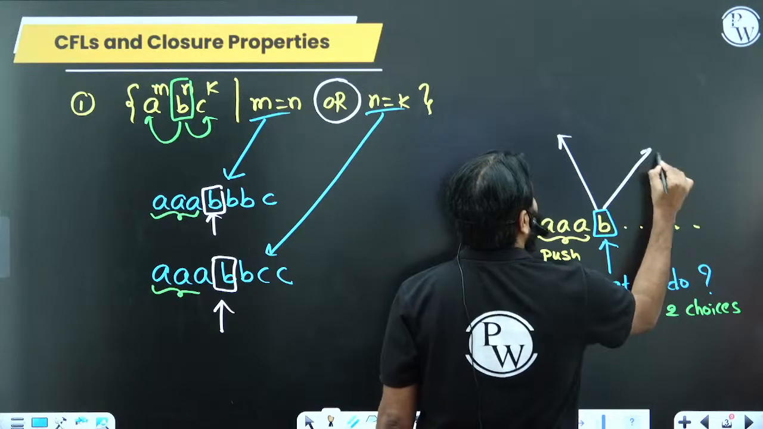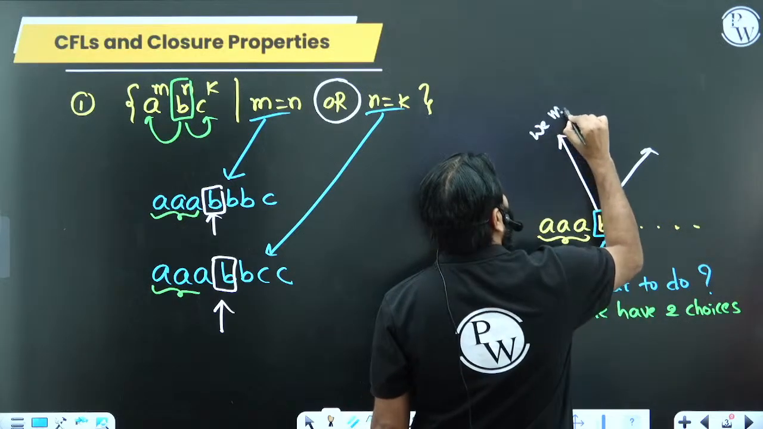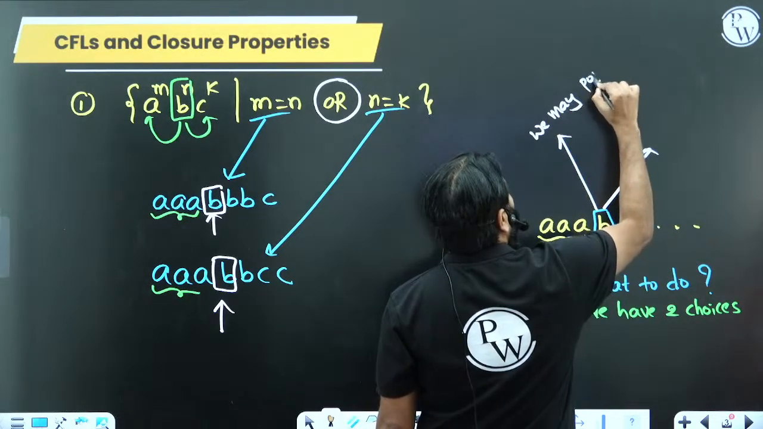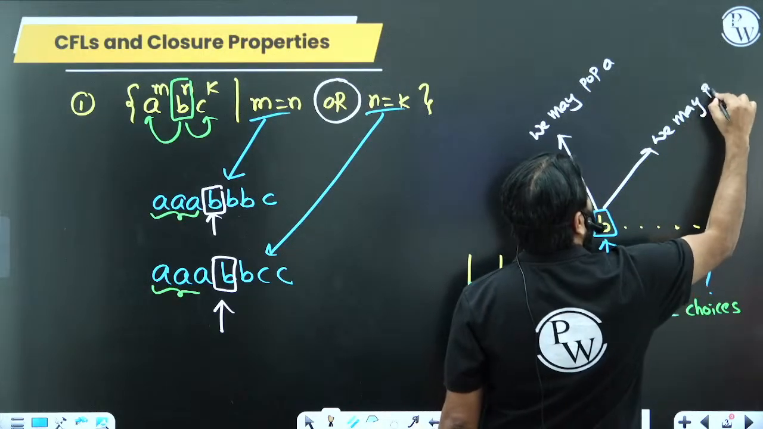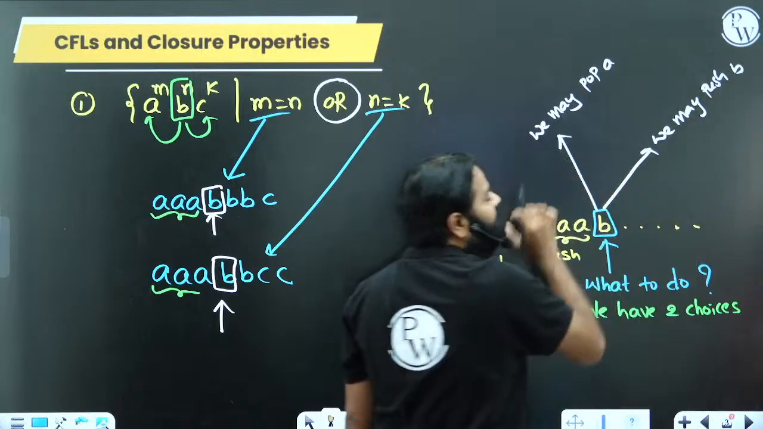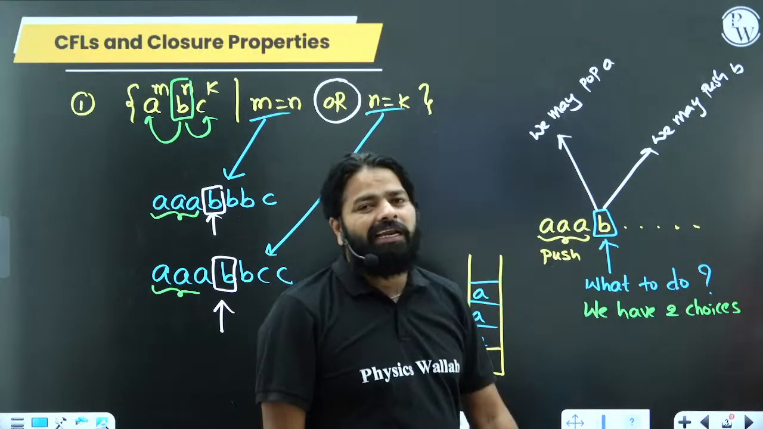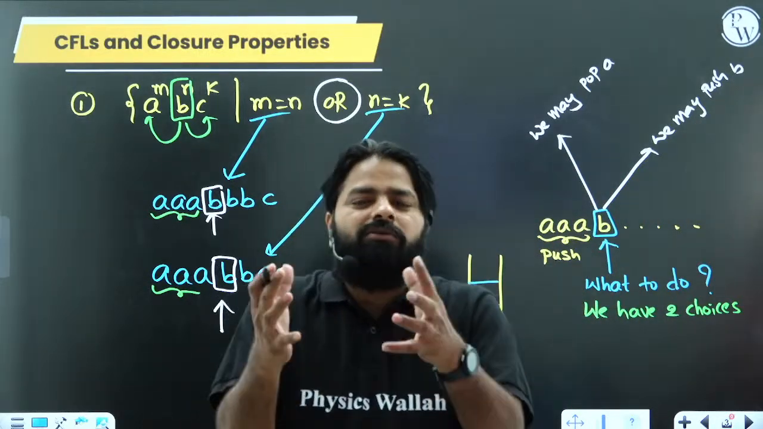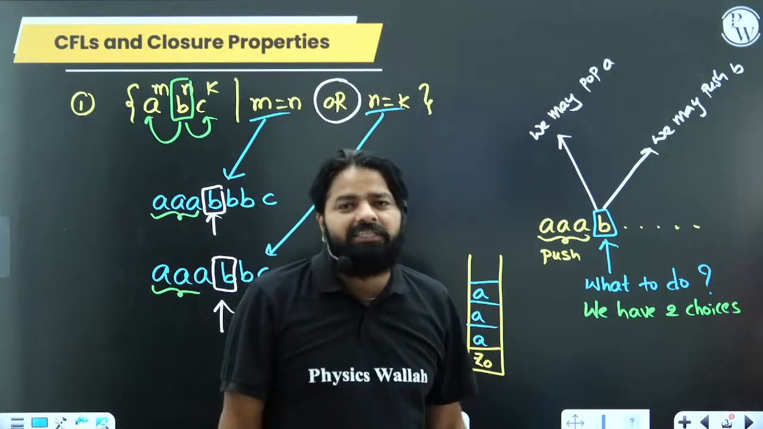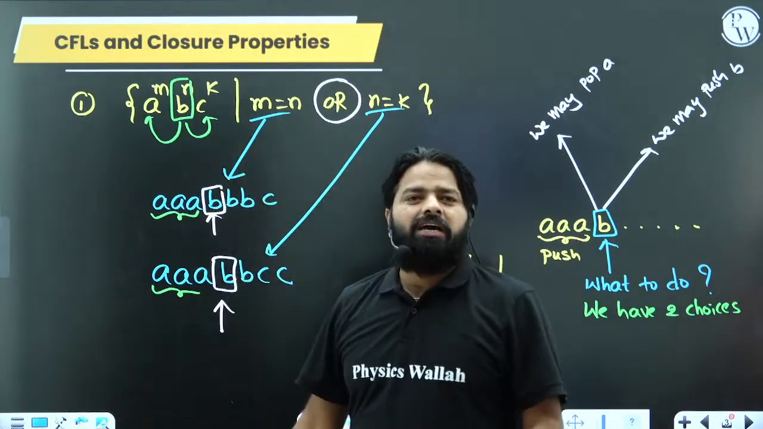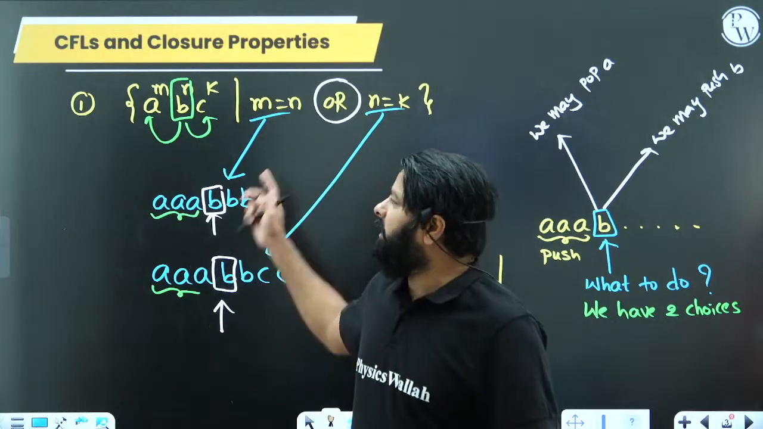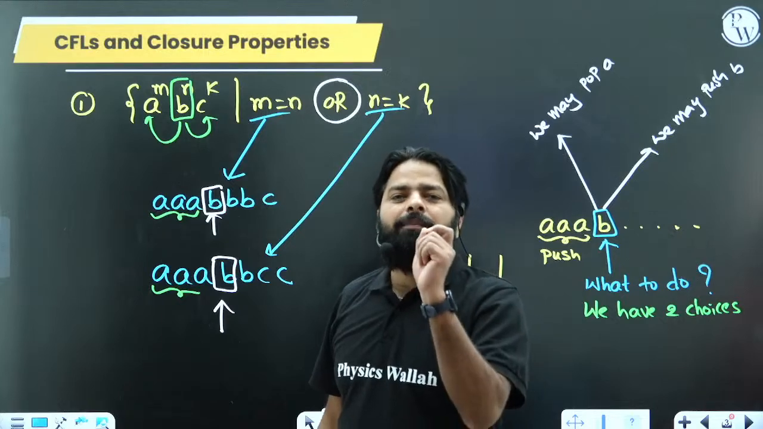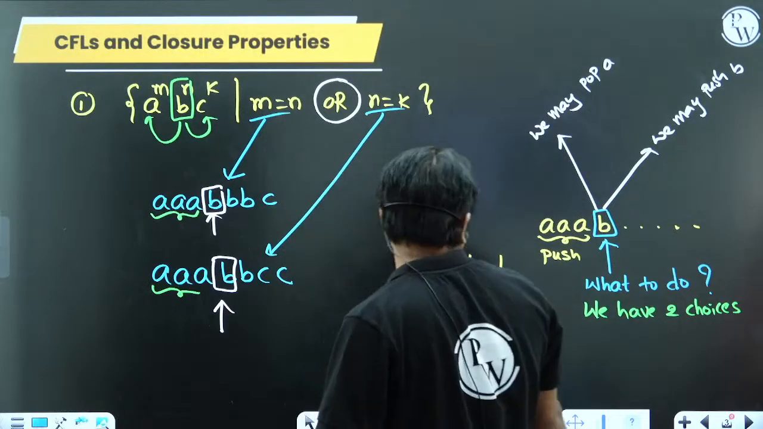We may pop A or we may push B. These are the non-deterministic choices. You are not telling exactly what to do because you cannot build a deterministic PDA for this. That's why this language is not a deterministic CFL. It does not have a DPDA. You can only build a PDA.